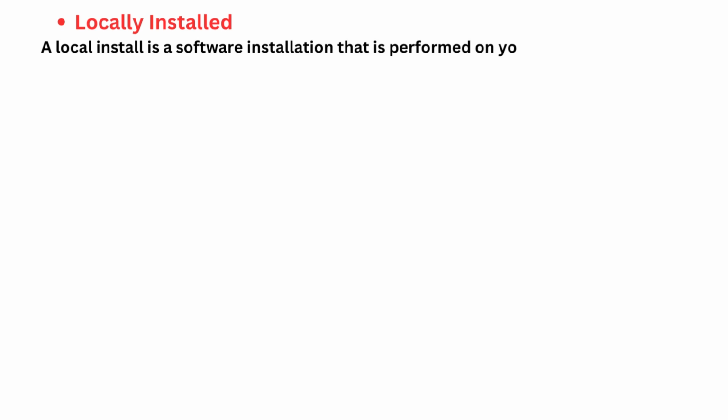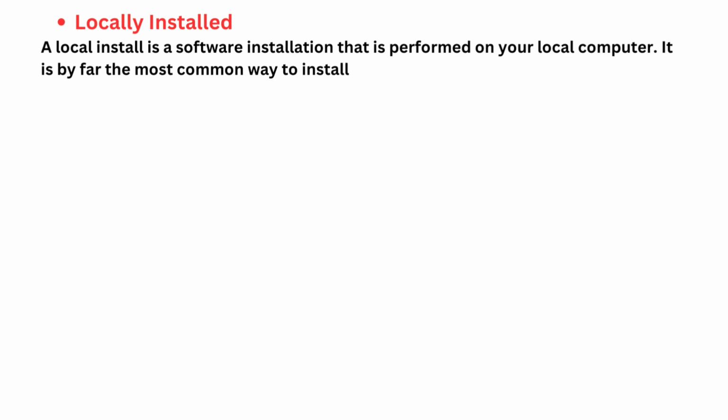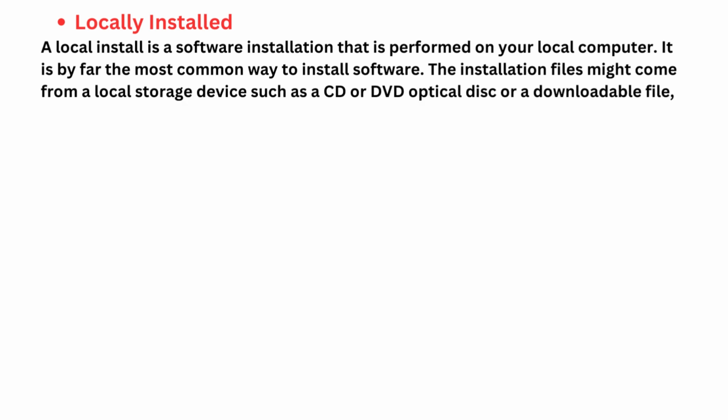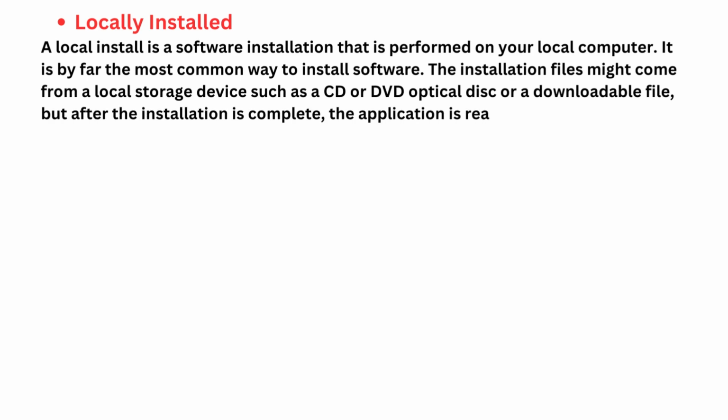Locally installed. A local install is a software installation that is performed on your local computer. It is by far the most common way to install software. The installation files might come from a local storage device such as a CD or DVD optical disc or a downloadable file, but after the installation is complete, the application is ready to run.